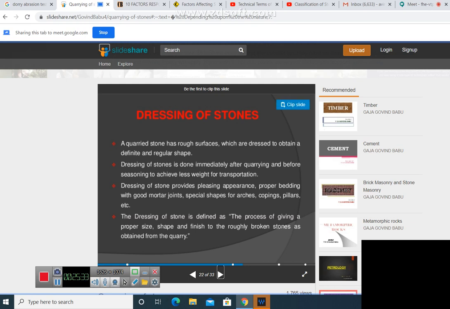So, next is dressing of stones. A quarried stone will have rough surfaces, and the rough surfaces need to be dressed in order to obtain a definite and regular shape. The dressing of stones is done immediately after quarrying and before seasoning to achieve less weight for transportation. It provides a pleasing appearance and proper bedding with good mortar joints. The dressing of stone is defined as the process of giving a proper size, shape and finish to the roughly broken stone as obtained from the quarry.